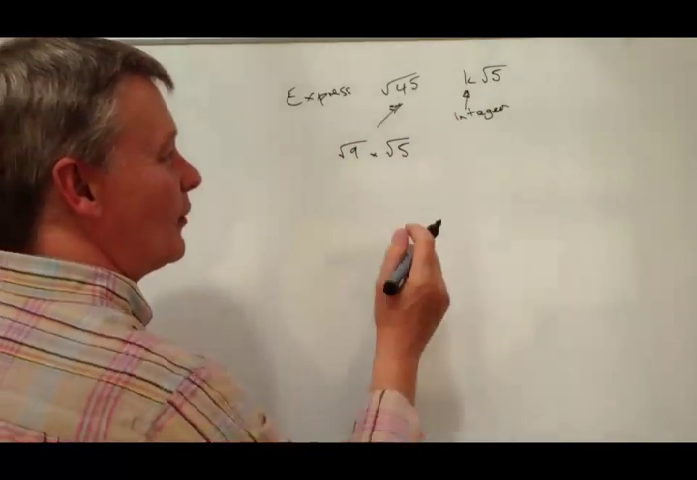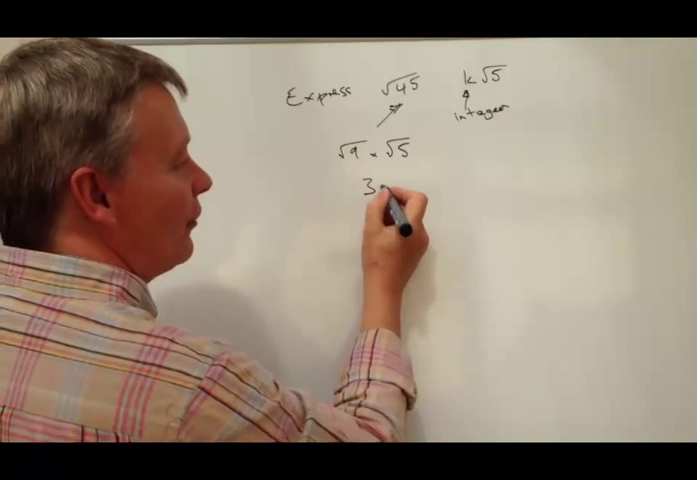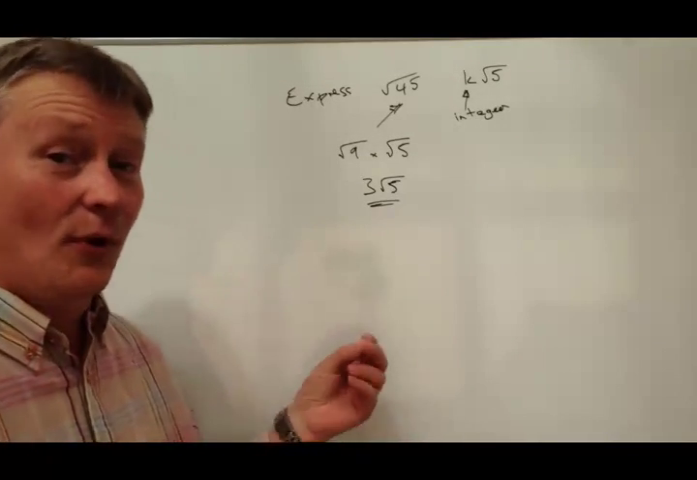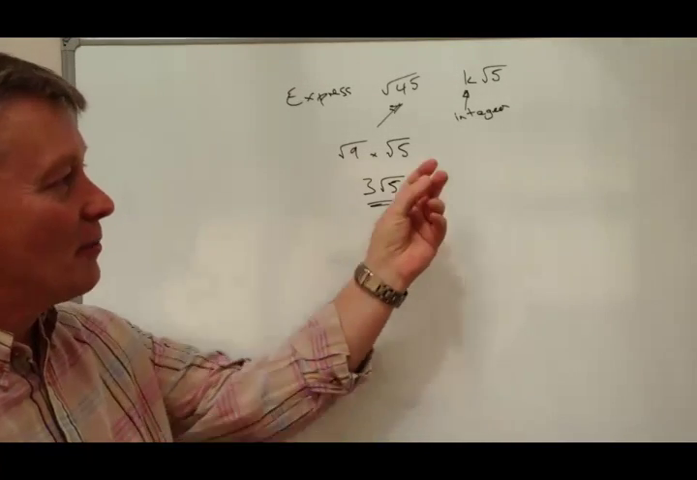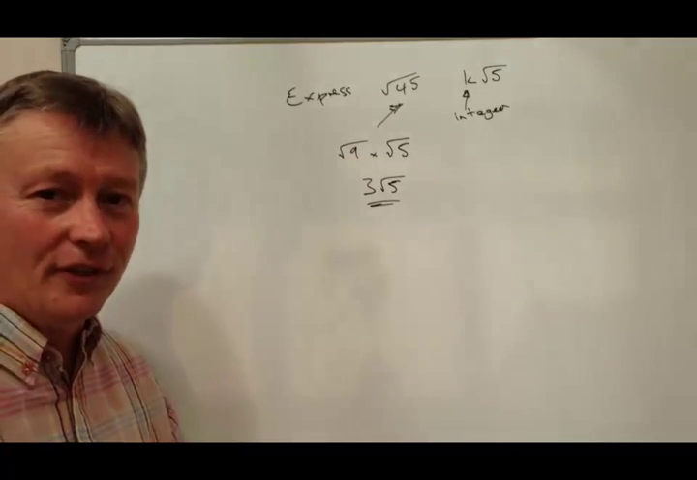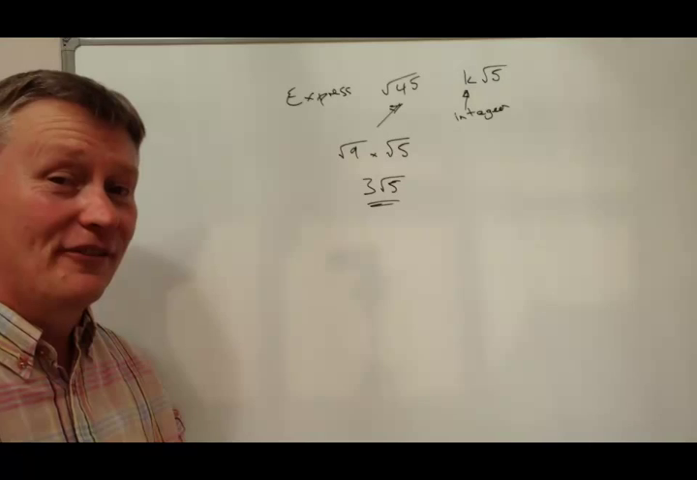So in order to answer that question, I can just write 3 root 5, and that's exactly the same as saying the square root of 45, and if we're expressing it with a whole number, an integer, we can express it as 3 root 5. Hope that's okay for you.